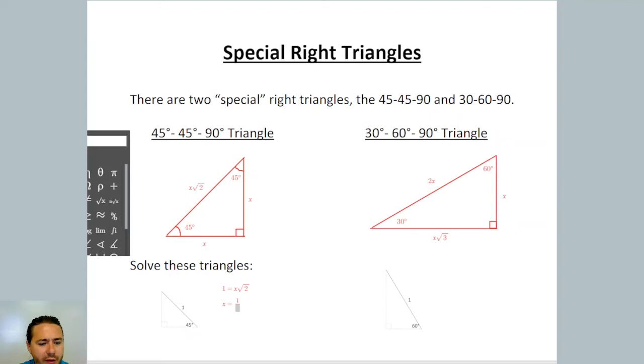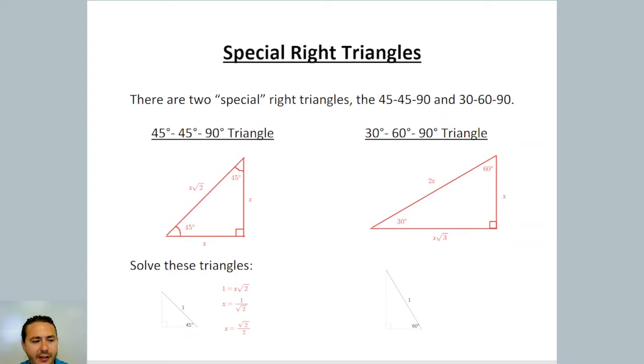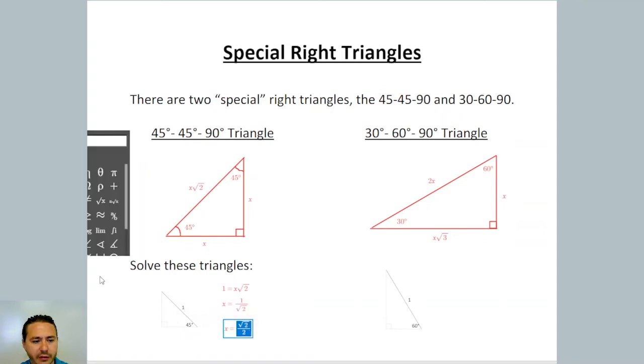Now, I've been saying that we need to rationalize denominators when we get them. So let's go ahead and rationalize this. In this case, if I multiplied this by root 2 over root 2, I would get the square root of 2 over 2. So that would be x, and this value is going to be the same number on both sides of the triangle, because we do have a 45, 45, 90.